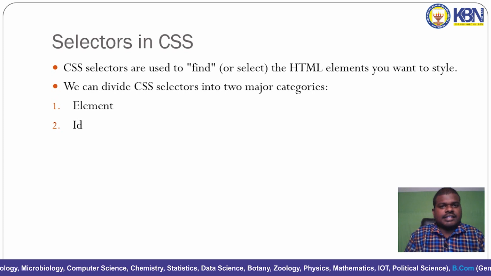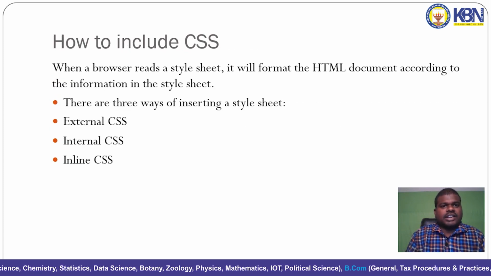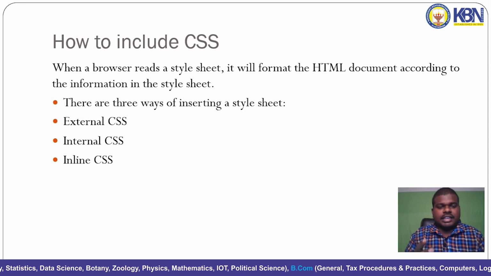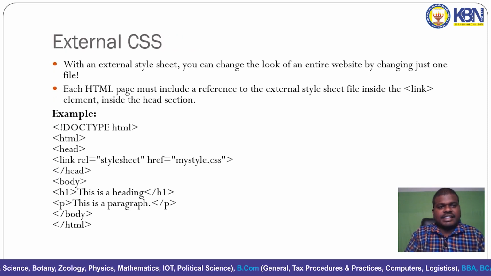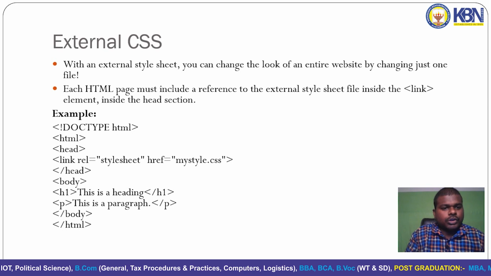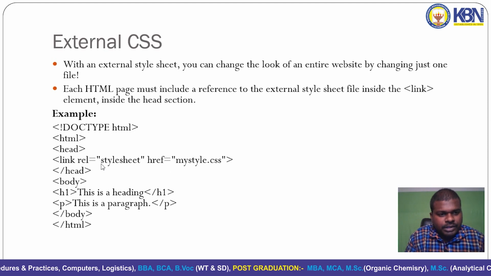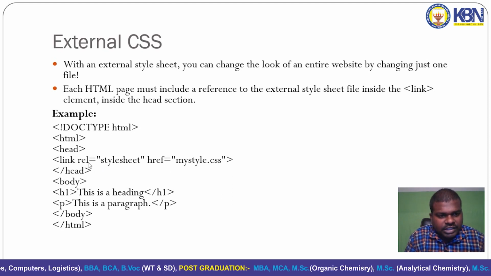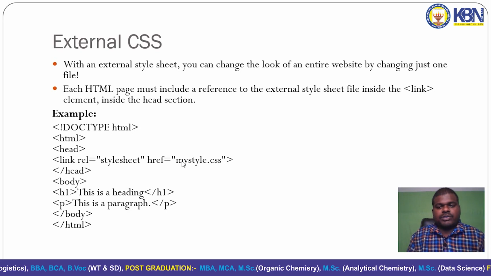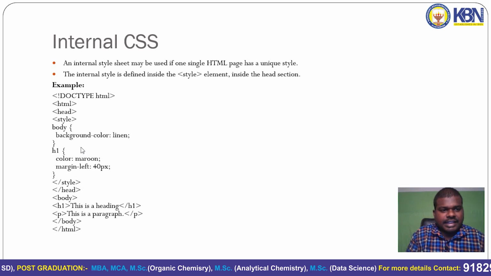We discussed the selectors in the previous session. In order to include CSS, there are three methods. One is external CSS: you create a separate .css file and link that CSS file like this. See this tag which I am pointing to with the mouse pointer. Using this tag you need to call that CSS file. Next, internal CSS, like how I wrote before.